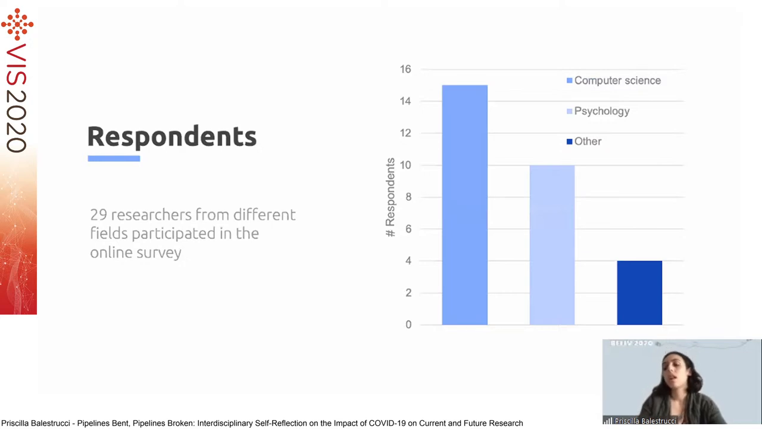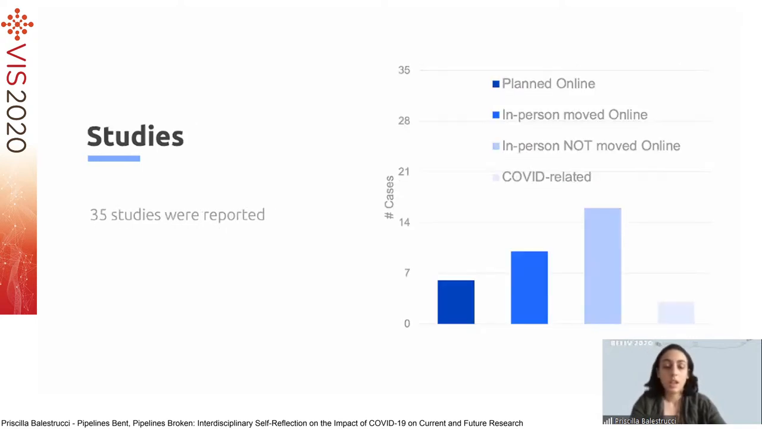So coming to the results of our survey, we had 29 researchers from different fields participating, both in the fields of computer science, psychology, but also neuroscience, robotics and R&D departments in the private sector. They contributed with 35 studies, meaning that some researchers were involved in more than one study at the time.